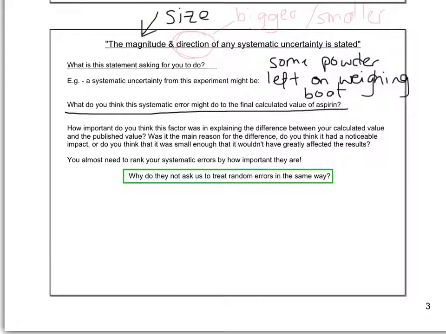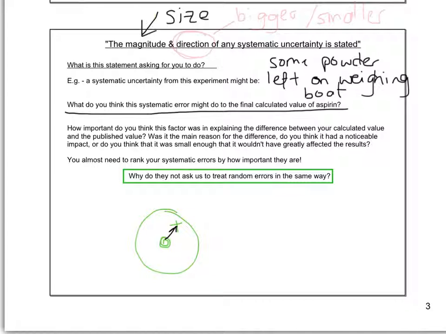That's the direction. The other part of this is the magnitude or the size, and I've written here, how important do you think this factor was in explaining the difference between your calculated value and the published value? So for example, if we've got our dartboard over here, here's the published value in the middle, maybe your value's over here somewhere. So you've got a clear systematic error there. There's this distance here between the published value and your value. How important do you think the factor of some powder left on the weighing boat was in creating this distance here? Was it the main reason? Do you think that was the main reason your value was different?